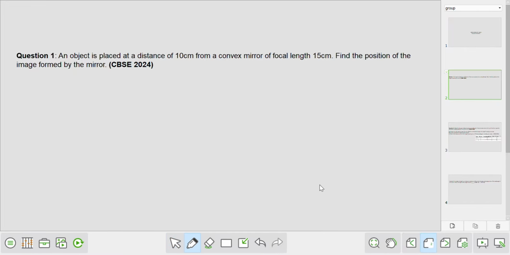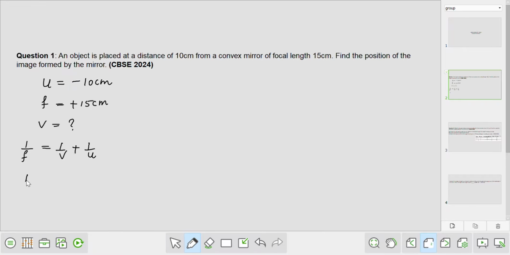Object is placed at a distance of 10 centimeter. So u is equal to minus 10. So you have to apply the sign convention. And it is a convex mirror of focal length 15. So it will be plus 15 centimeter. You have to find v. So you can use the formula 1 by f is equal to 1 by v plus 1 by u.